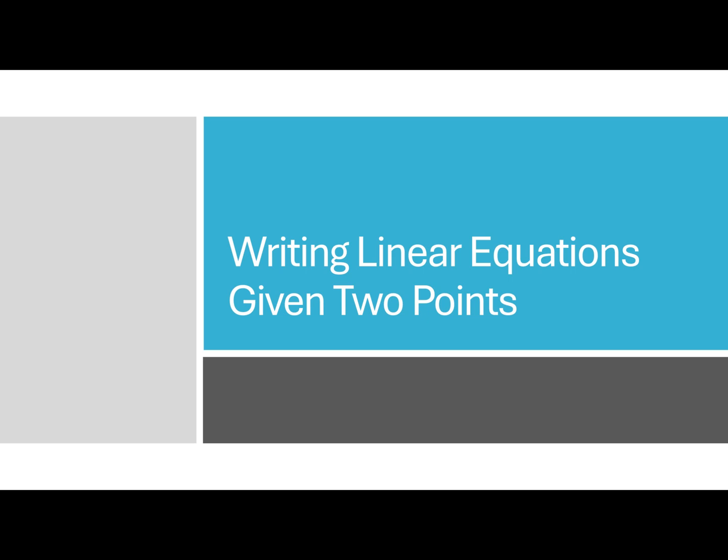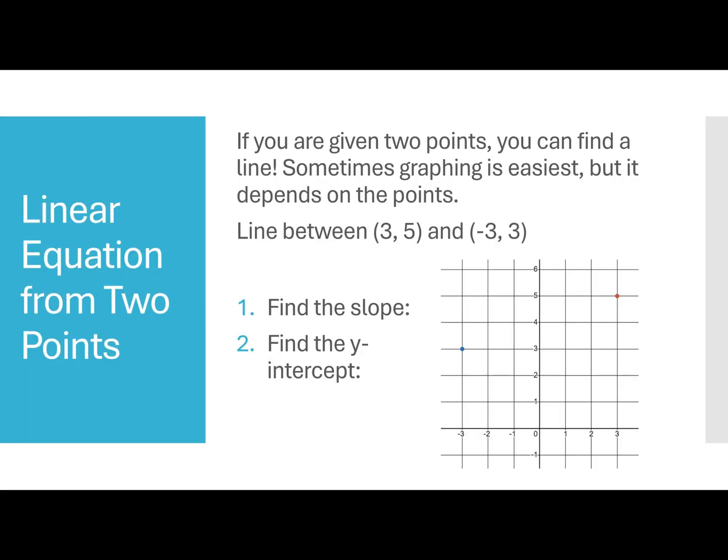If I am given 2 points, how can I write an equation for the line that goes through them? Thinking about that slope-intercept form, y equals mx plus b, I need to find the slope and I need to find the y-intercept. So I can graph this if that's available to me. I can put it on graph paper or use technology to graph those 2 points like I've done here, connect them with a line, and then count to find my slope and look to find my y-intercept.